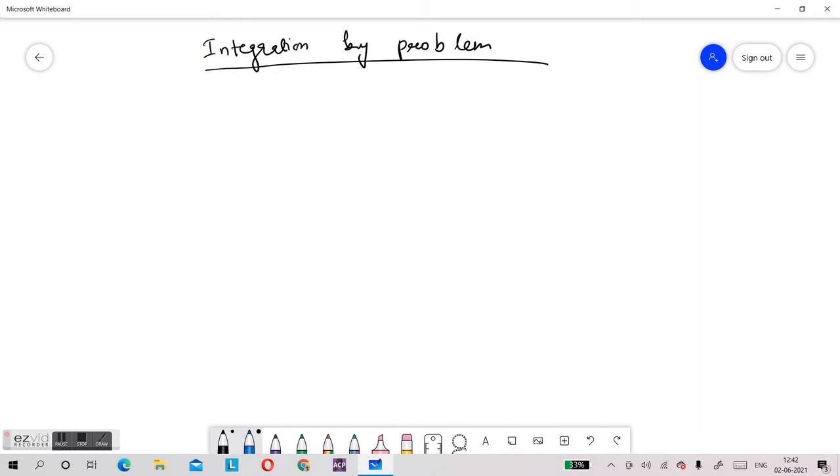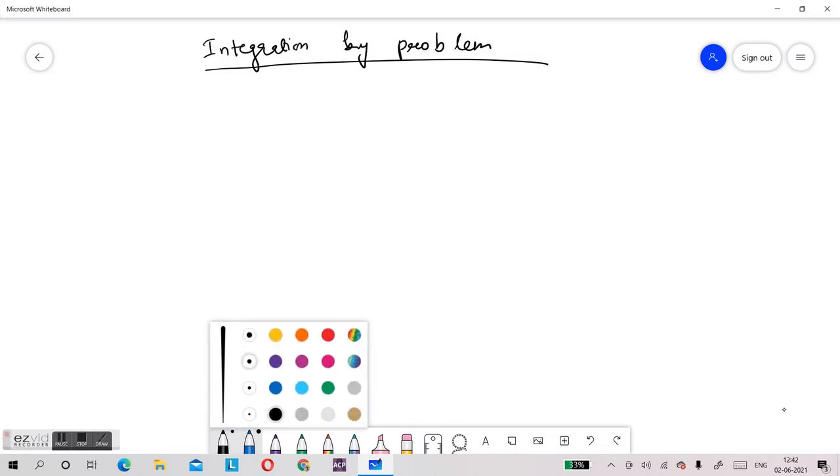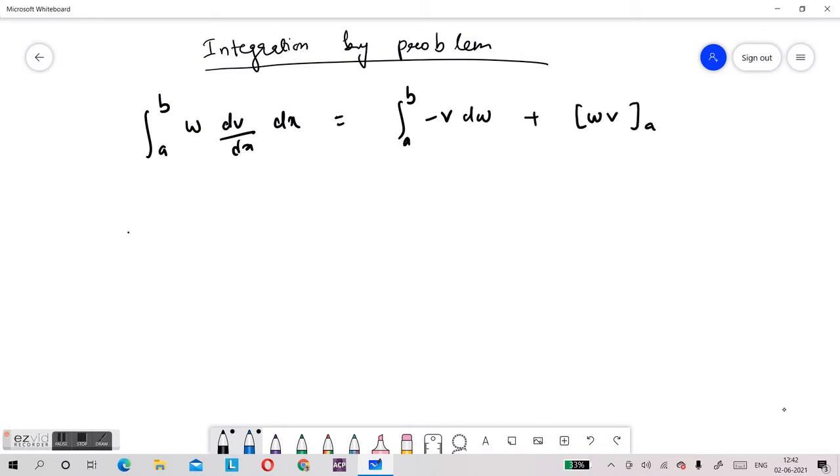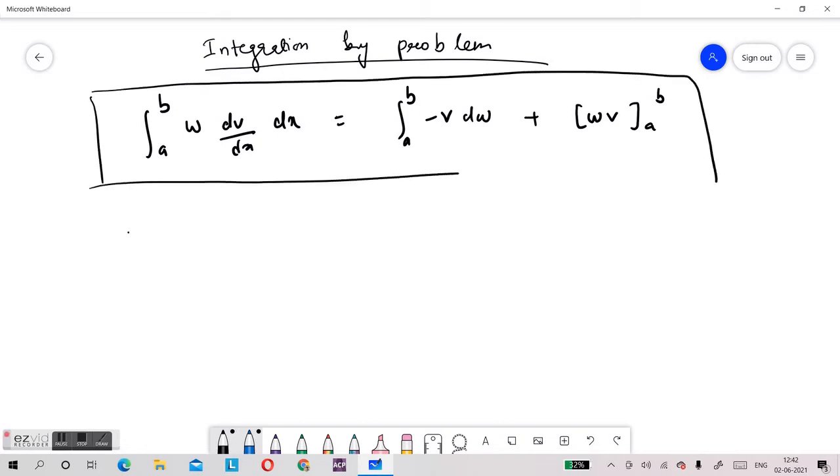So what is integration by parts? The integration by parts formula looks like this: integral from a to b of w dv/dx dx equals integral from a to b of minus v dw/dx dx plus wv from a to b. So this is the integration by parts formula. We will use it for solving our problems, and here we are going to prove it.